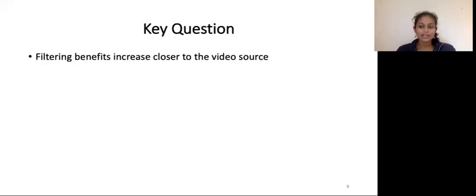For all these approaches, the benefits we get from filtering are amplified when it's done on the edge or closer to the source. For example, from the network side, we save the bandwidth needed to send all those frames that were filtered out by any of these methods.